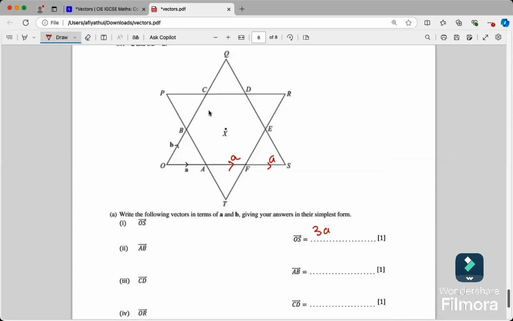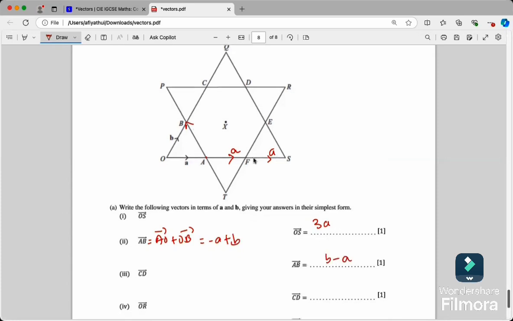And then AB, A to B. It starts from A and ends at B. So A to B, you can go as A to O and O to B. A to O is minus a, plus b. So you can take it as b minus a. Then C to D. So C to D, if you check, C.